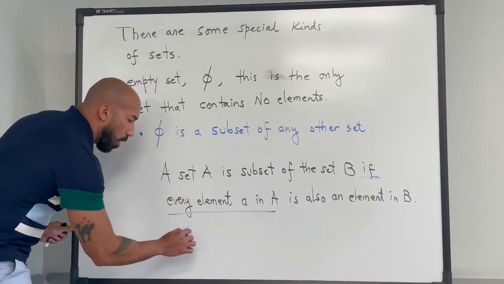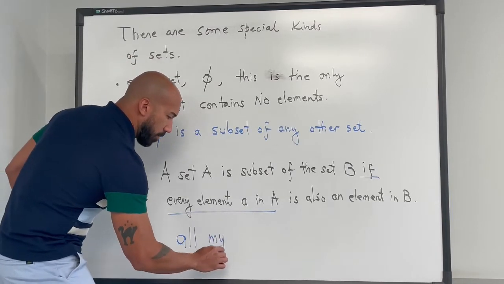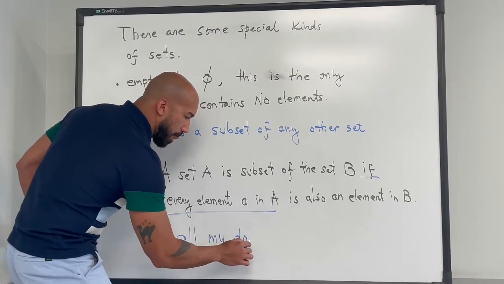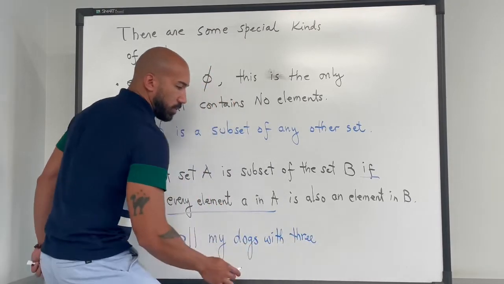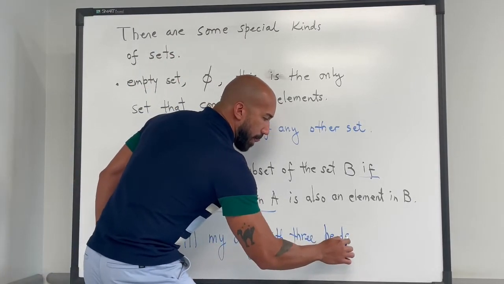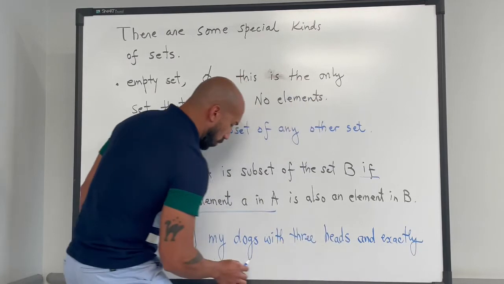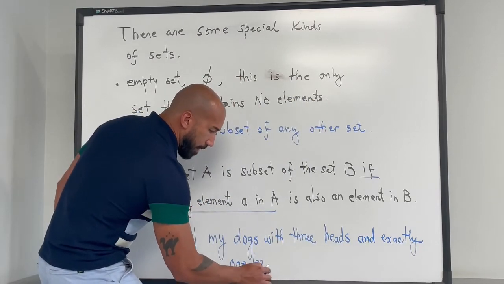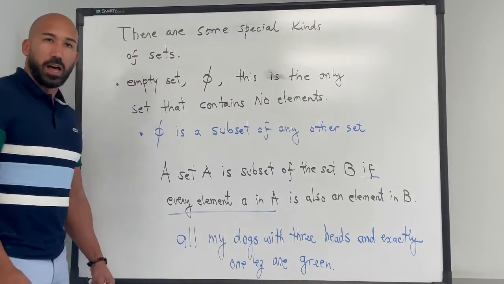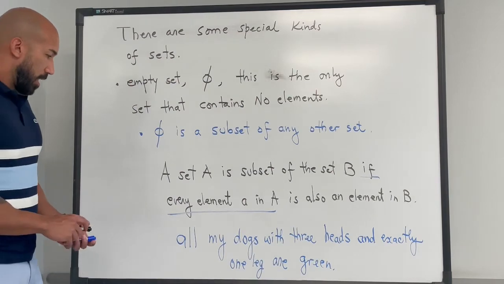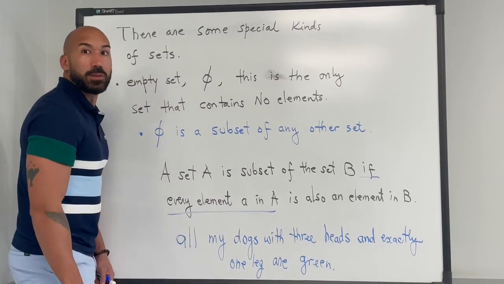So when we say all my dogs with 3 heads and exactly 1 leg are green, we are not lying, because this construction here formally is not assuming the existence of such objects.